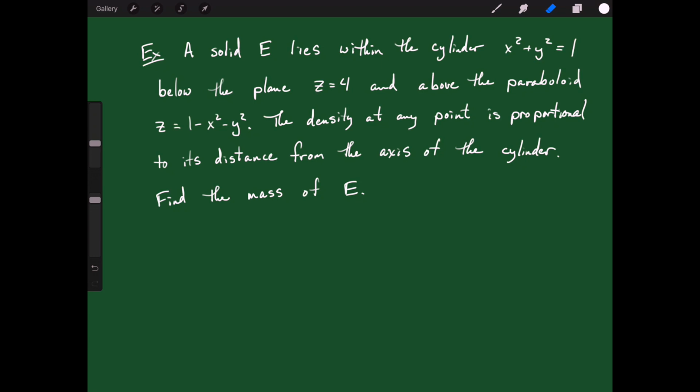So find the mass. Really, mass is integrating over a density function. What we're going to do is integrate over the region E, and what we'll be integrating is the density of that object at the point that we're integrating. So we're integrating some density function over the region E. First, let me draw you a picture to set this up.